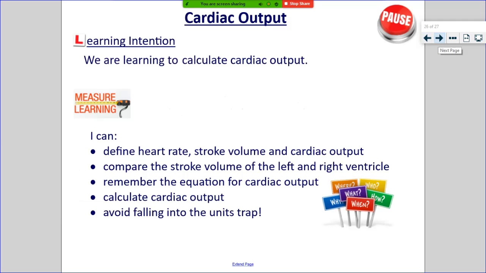So pause the video, have a look at the key learning points, and think if you have any questions. Get in touch with your teacher.